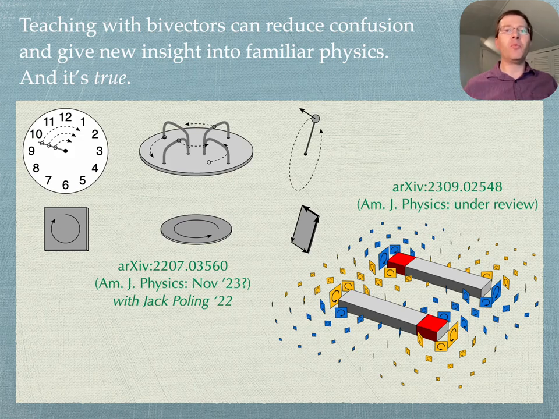All right, so summing up all of this, I'd say that teaching physics with bivectors can reduce students' confusion and can give them new insight into familiar physics. And it's true. And I want to say a word about what I mean by that. There are pros and cons. I'm upfront about this. There are pros and cons about this bivector description of physics. It turns out that there are trade-offs.